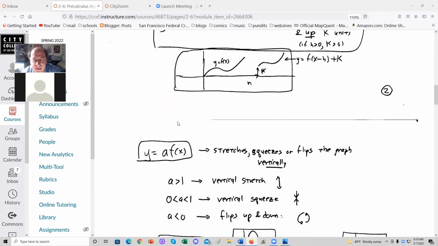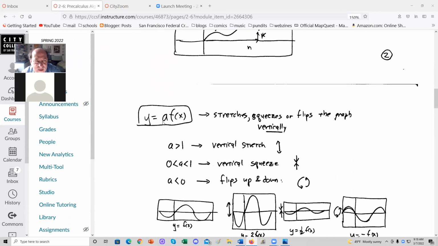Then there's multiplying. Here, multiplying outside the function, a times f of x. What this does is it makes the graph taller. It stretches it vertically. So if a is bigger than 1, it's a vertical stretch. It makes it taller. If a is between 0 and 1, then it's a vertical squeeze. It makes it shorter. If a is less than 0, it flips the graph up or down.